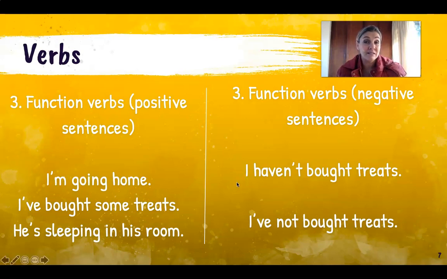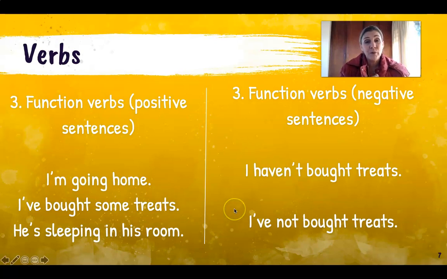I haven't bought treats. Okay, that comes from have not, and there's the auxiliary verb have. Okay, I have not bought treats. You could also join the auxiliary verb or the main verb have to a subject. So instead of saying I haven't, I can say I've not bought treats. And so those are two ways in which to use the auxiliary verbs have, be, and do as function verbs.